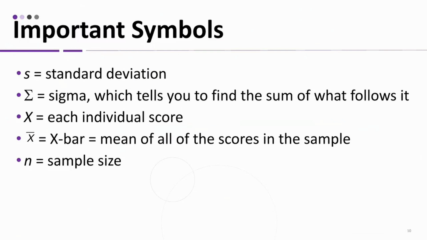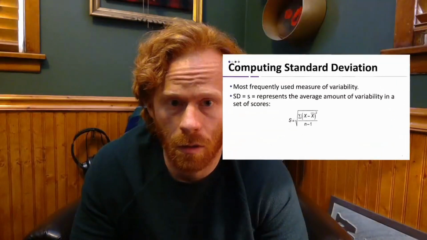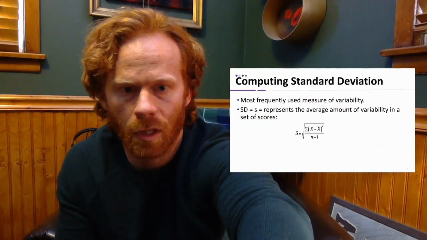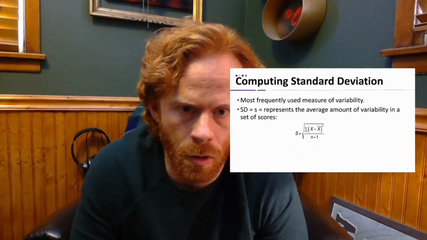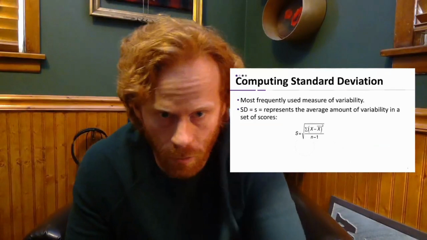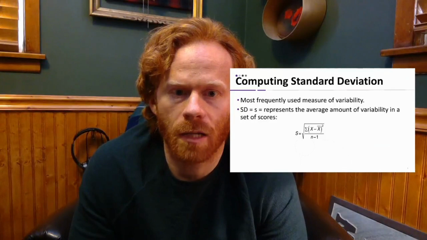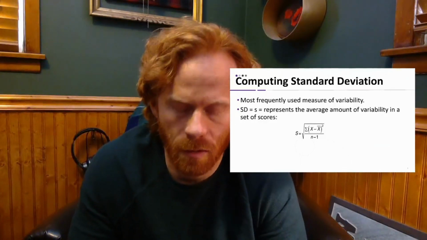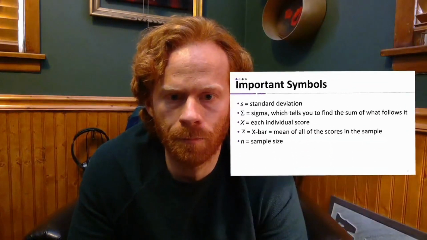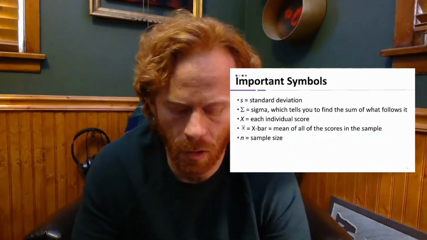We have a couple of different symbols. I talked about the x already. What we call x bar is just what we use to represent the mean, so the mean of all scores. You'll see sigma sometimes, which indicates that you'll want to be looking for the sum of whatever follows sigma. So within the square root element of the formula, we see sigma of x minus x bar, and then that's squared. And it also includes n, which is the sample size.